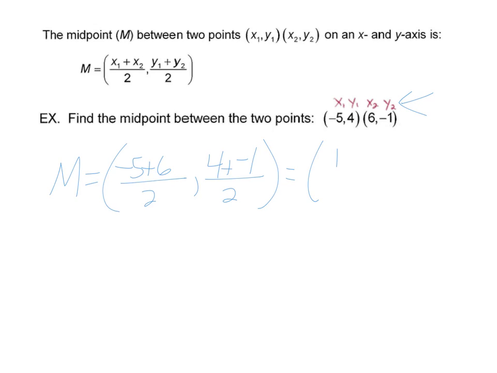-5 plus 6 is 1 over 2, and then 3 over 2. 1/2, comma, 3/2 is the point that's exactly in the middle of those two given points.